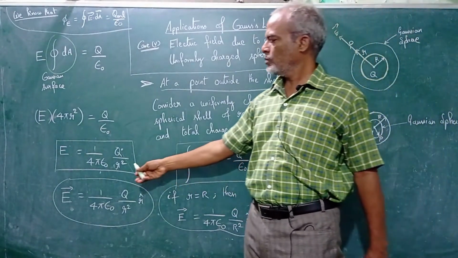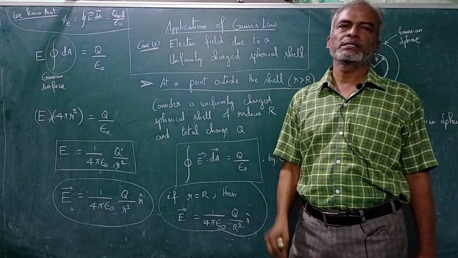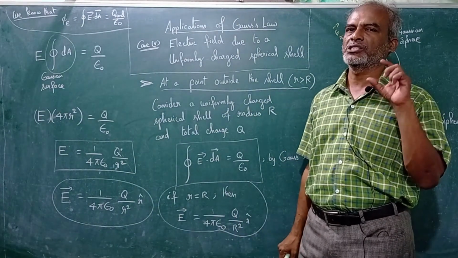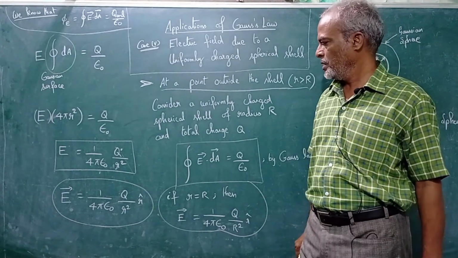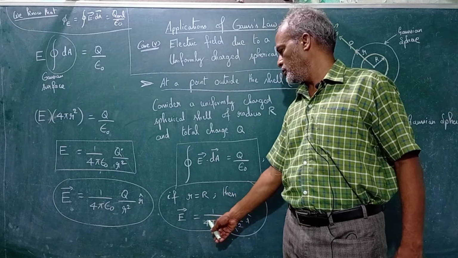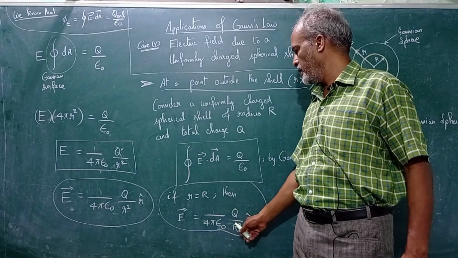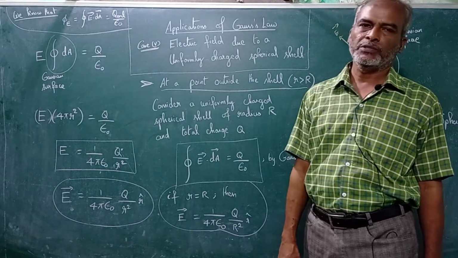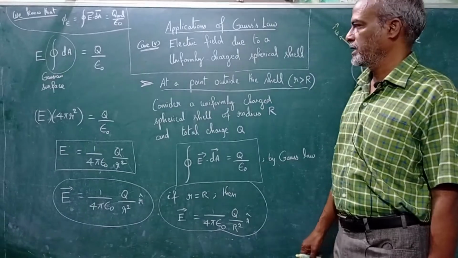So in this equation, what you have to do is replace the small r by capital R, which is nothing but the radius of the spherical shell. If you put R here, then the E vector is equal to 1 by 4 pi epsilon naught, q divided by R squared, into r cap. r cap is the unit normal vector in that direction.